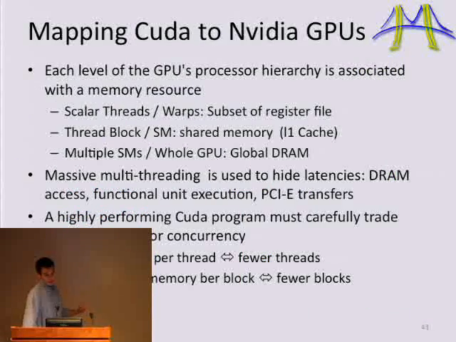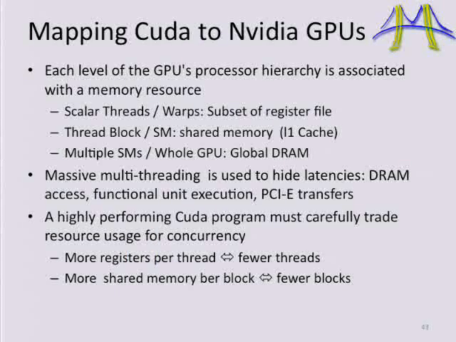So, quick summary there. Each level of the processor hierarchy is associated with a particular memory resource. The scalar threads and warps get some subset of the register file. A single thread block has to fit its data into the shared memory or L1 cache. And multiple streaming multiprocessors, the whole GPU, your entire grid and streams use the entire global DRAM.